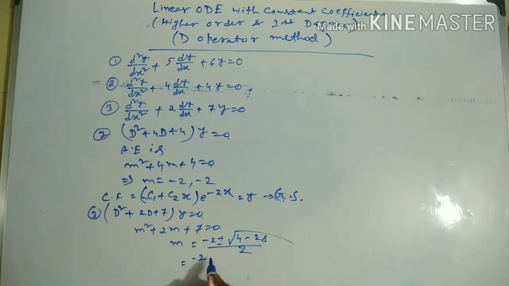So this will be -2 plus minus root of 4 minus 28, which is root of -24, and root of 24 is 2 root 6, into i, divided by 2. So the roots will be -1 plus minus root 6 i. So see here the roots are complex roots. So you have to apply case number 3.